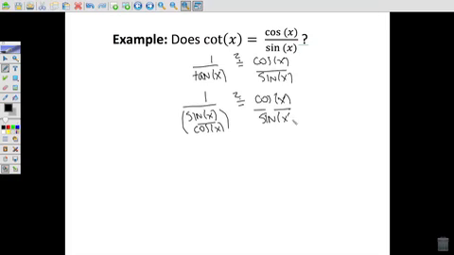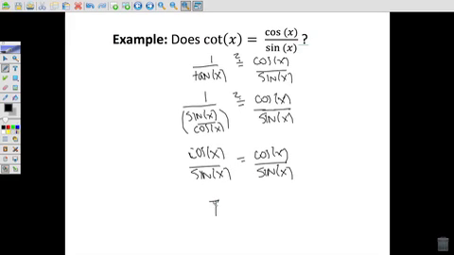All over sine x. Then we can see that when we divide 1 by sine of x over cosine x, the cosine x flips up into the numerator. So we have cosine of x all over sine of x equal to cosine of x all over sine of x. We can see that our left side equals our right side, so that is true.